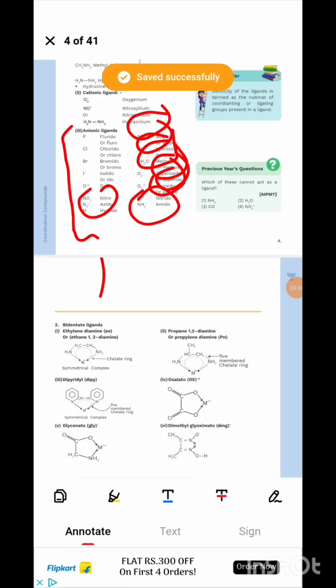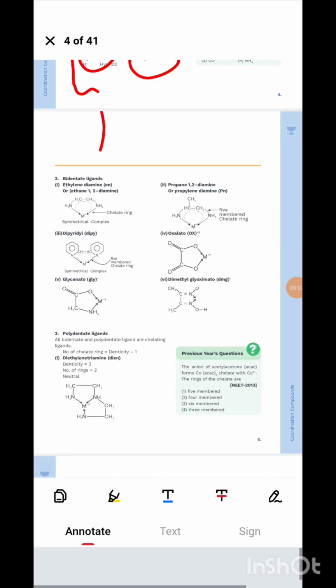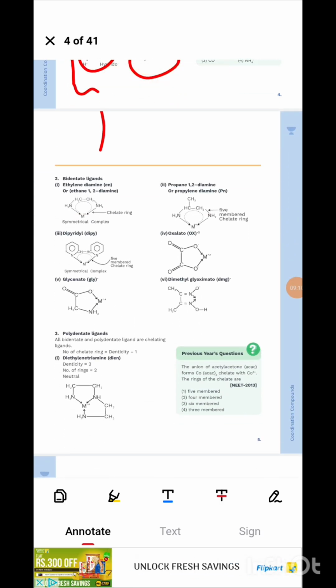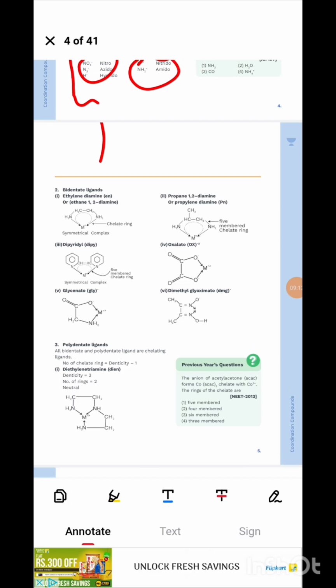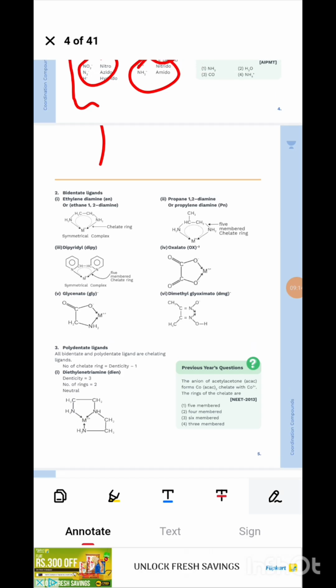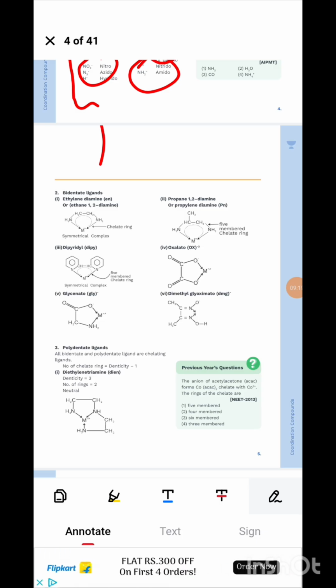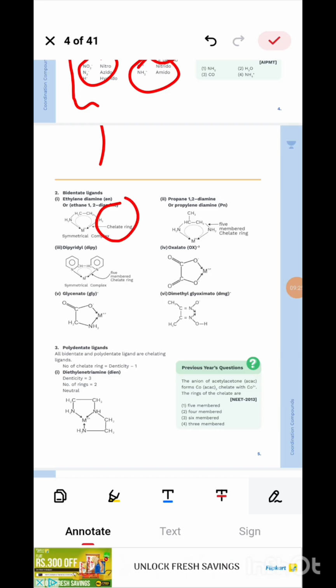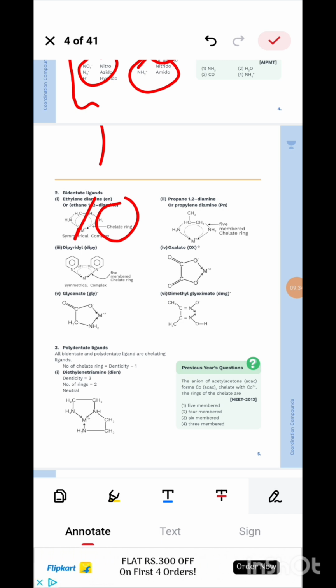Again, for the bidentate ligand, there is ethylenediamine, simply represented as en, and you can see the structure of ethylenediamine. It is ethane-1,2-diamine, and it forms a chelate ring because it binds with the central metal, forming a bulky molecule. It is a symmetrical ligand because if you divide it from its central point, it divides into two equal parts.